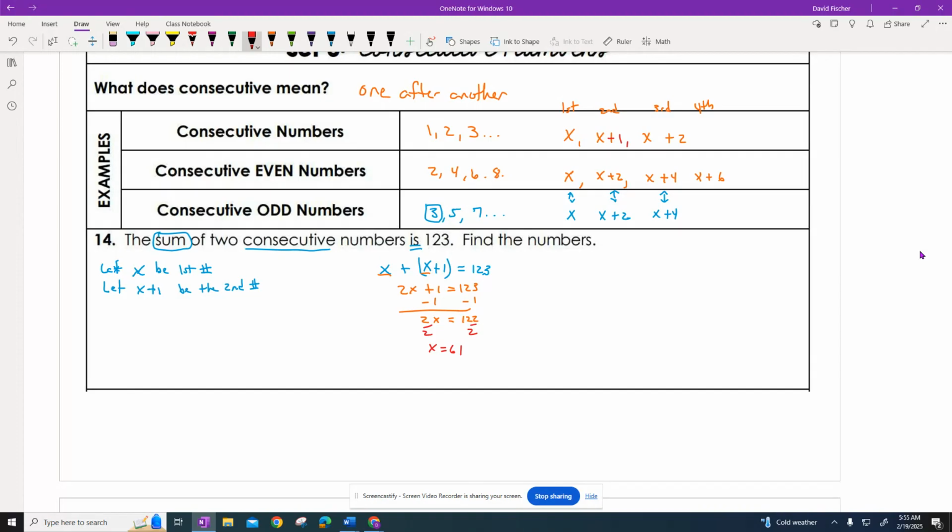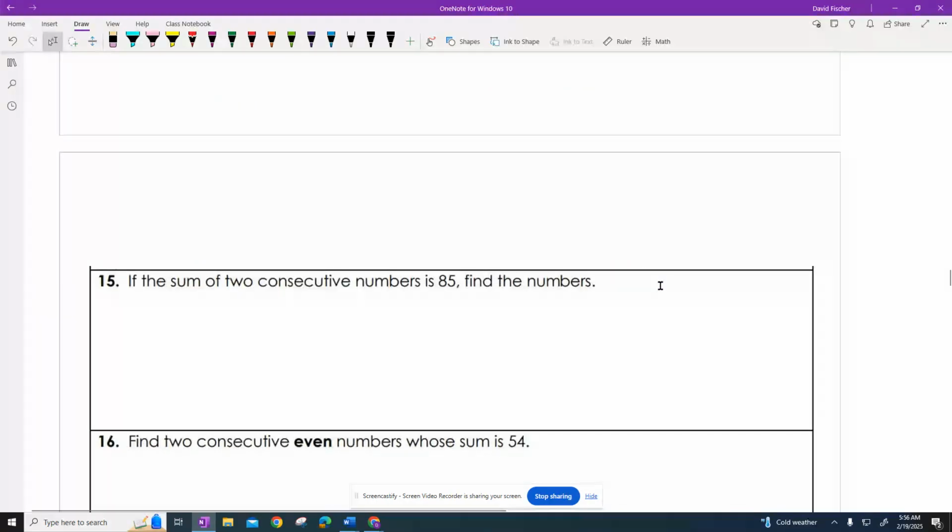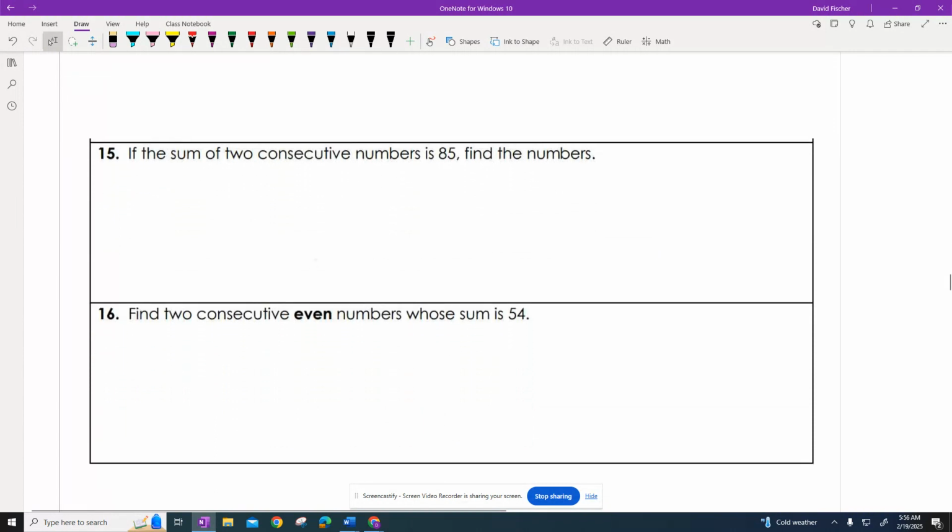So now we think about it, 61 is going to be our first number, comma, and then 61 plus 1 would be 62. Now if you wanted to check, you could add 61 plus 62. Do they add up to 123? And they sure do. So there's my two numbers that they're thinking of. Okay? So we're going to keep using this pattern here. You can still see it on your page, but obviously it's going to go away on mine.